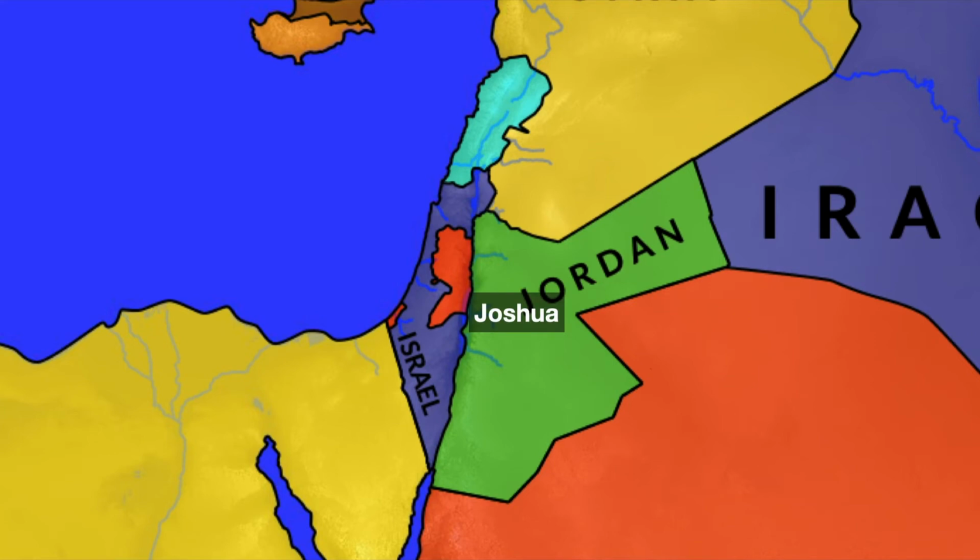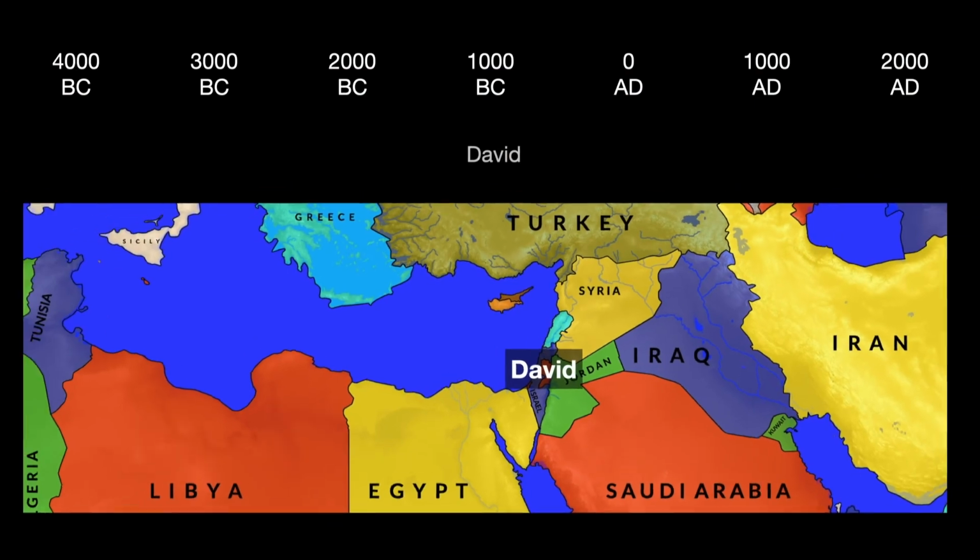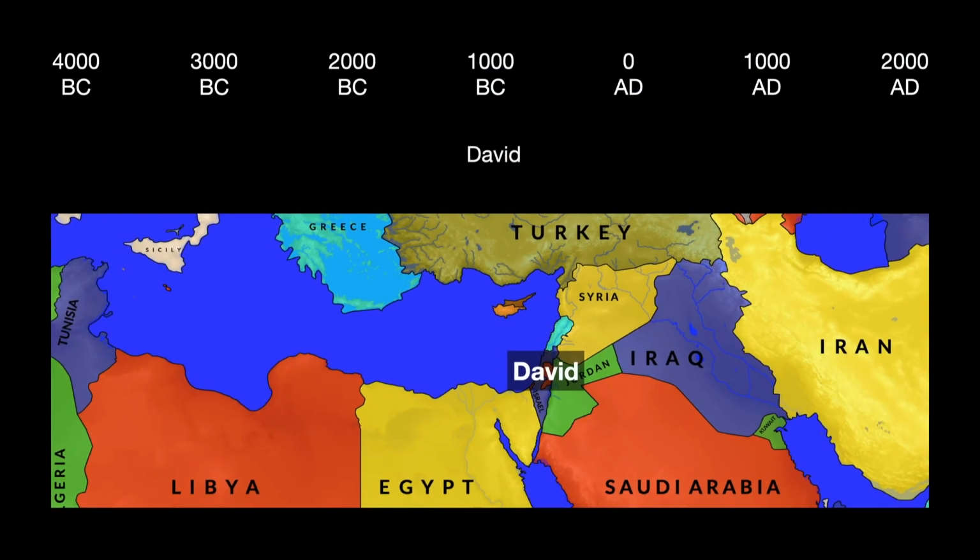Moses died, and then Joshua took over leadership of the Israelites. Joshua led the Israelites across the Jordan River into the Promised Land. They lived there for several hundred years. Eventually David became king, and he reigned in Jerusalem. And over the next several hundred years, David's descendants ruled as kings in Jerusalem.